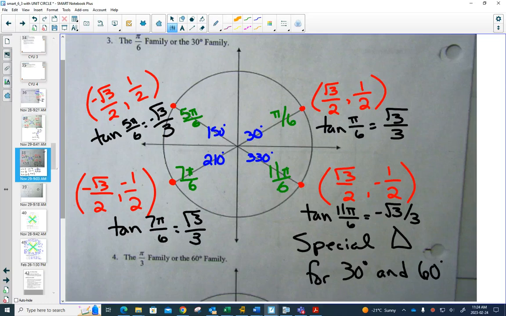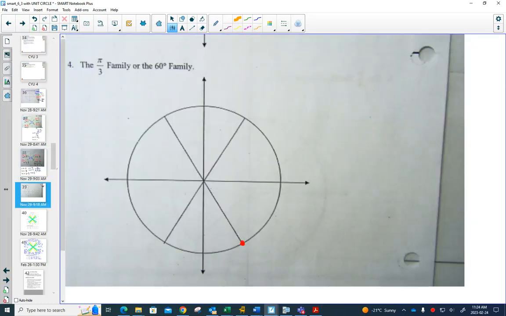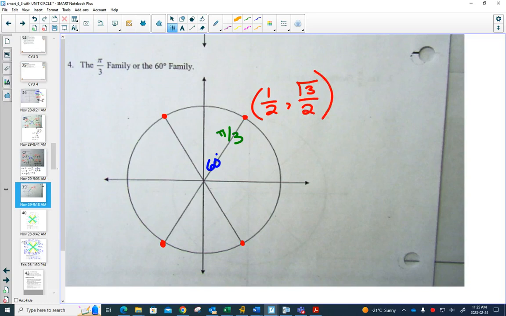And our last family, let's draw the dots. This is our 60-degree family, in radians that's pi over 3. And from our special triangle, we already know the coordinates. Cos of 60 degrees was 1/2, sine of 60 degrees was root 3 over 2. And I will give you a head start to finish the degrees, the radians, and the coordinates. Oh, you can even do tan. Tan of pi over 3 is root 3.